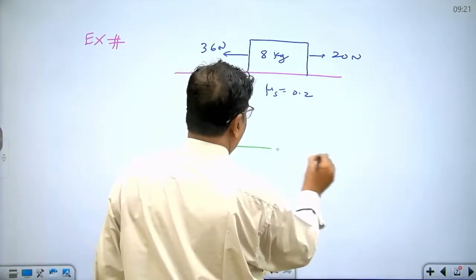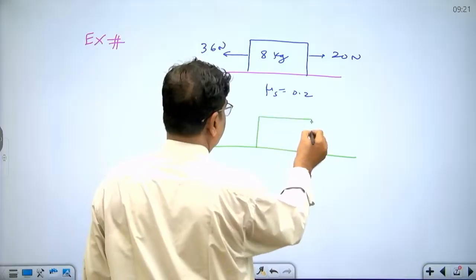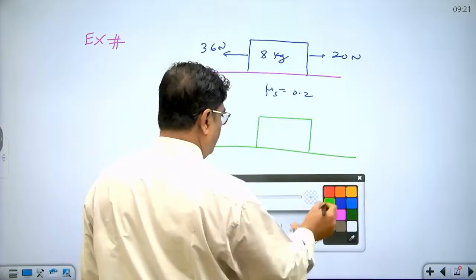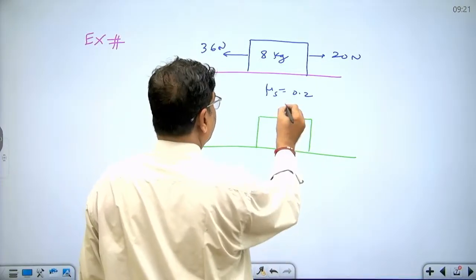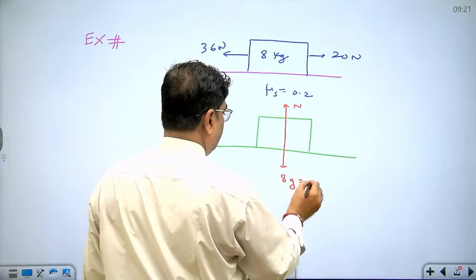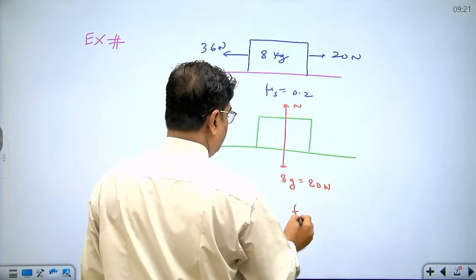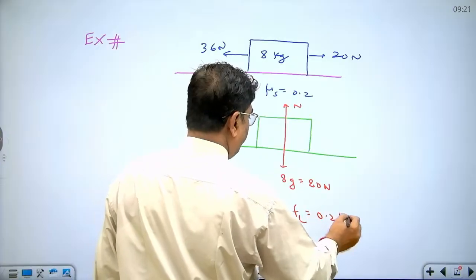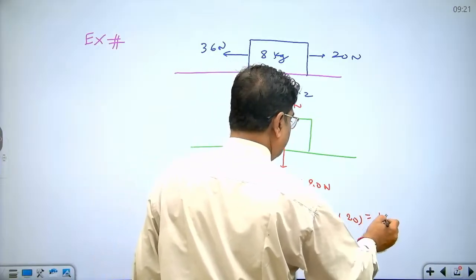Dear student, if we analyze the case, the limiting frictional force will be mu times the normal reaction, equal to 8g in this case. This is equal to 80 Newton. So limiting frictional force will be 0.2 into 80. This is equal to 16 Newton.